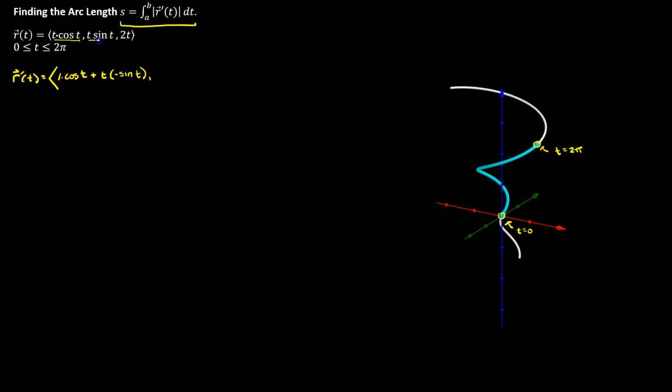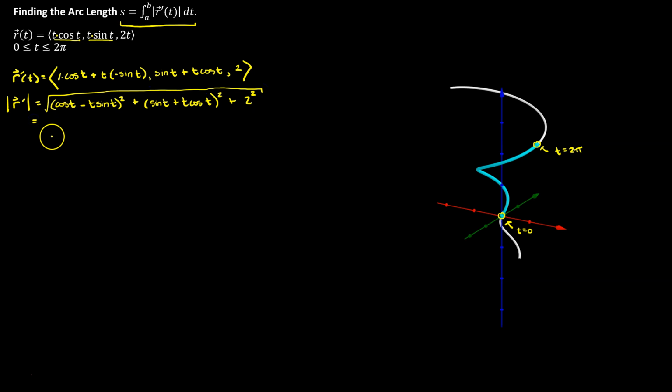In the second component, I also have another product of two functions of t, so I'll need a product rule here too. And in the last component, I don't need a product rule. The derivative of 2t is just 2. Next, we need to take the magnitude of that first derivative. Take each of our components, square them, and add them up. And then after we've added all of those up, we square root them.